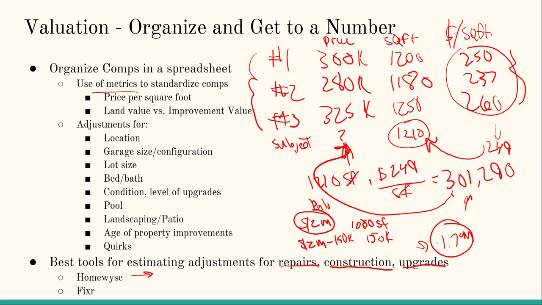And Fixer is another website. So these two websites are pretty good at estimating the cost of doing construction and repairs and upgrades to your house, so that you can adjust for them properly when comparing different properties against each other. Houzz is another one. Sorry, it got a little cut off here, but it's Houzz. So these three websites are worth checking out. And even if you're a do-it-yourselfer and you want to do some upgrades to a house that you own, these websites are really helpful to get a sense of the cost of what it would take.